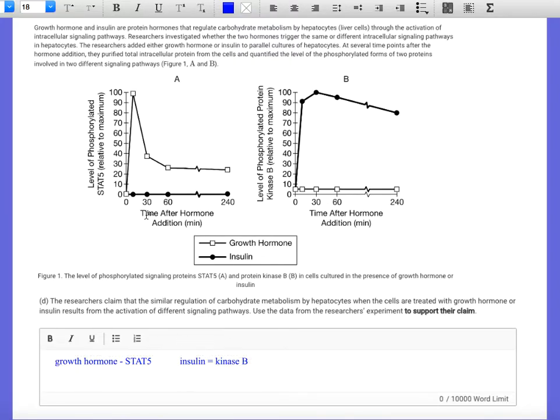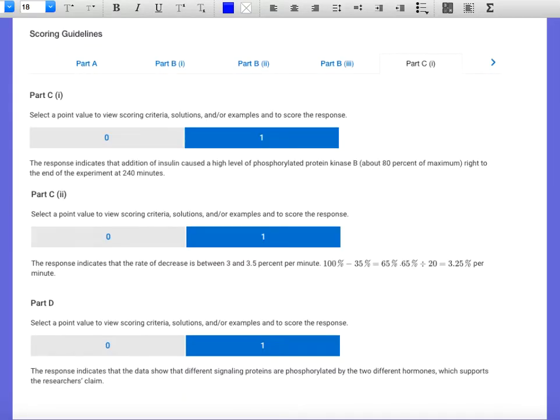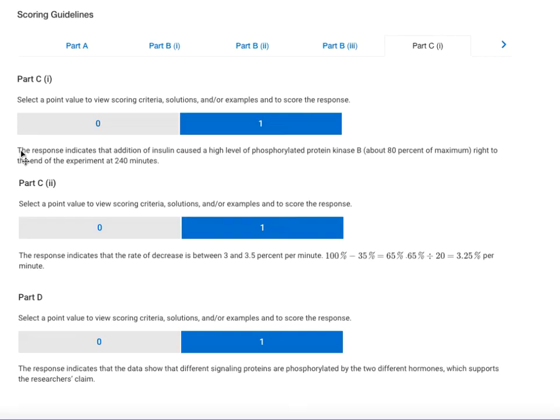So based on the different proteins that these different hormones activate, it stands to reason that those are going to be different cell signaling pathways. And if you look here, okay, so insulin, high level of phosphorylated protein kinase, yep. And then between 3 and 3.5% per minute, so we did 3.1, close enough, well within the range. And then different signaling proteins are phosphorylated by the two different hormones, which supports the researcher's claim.